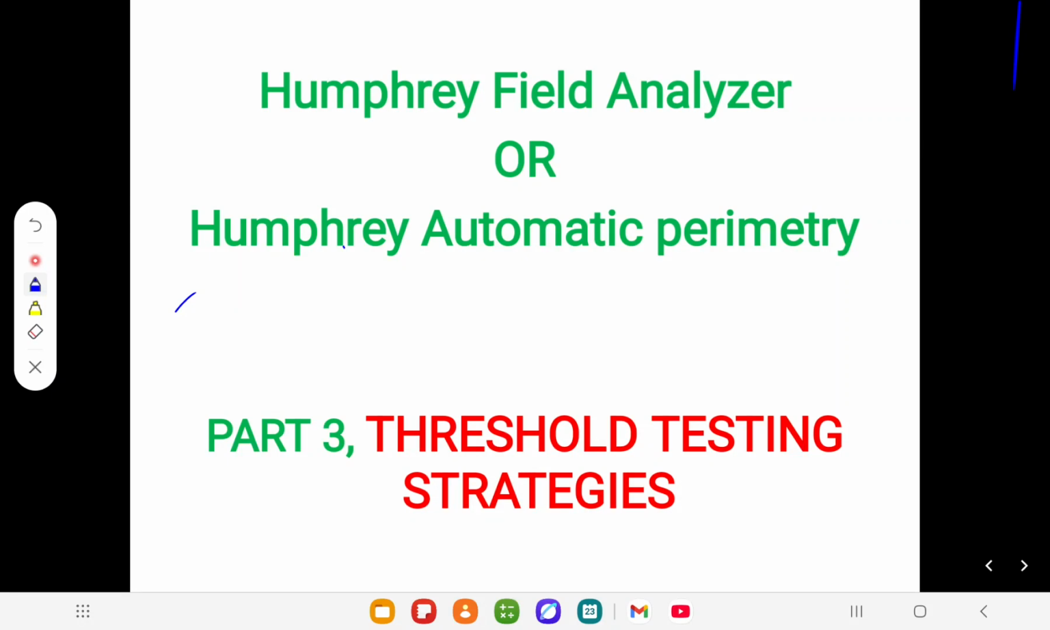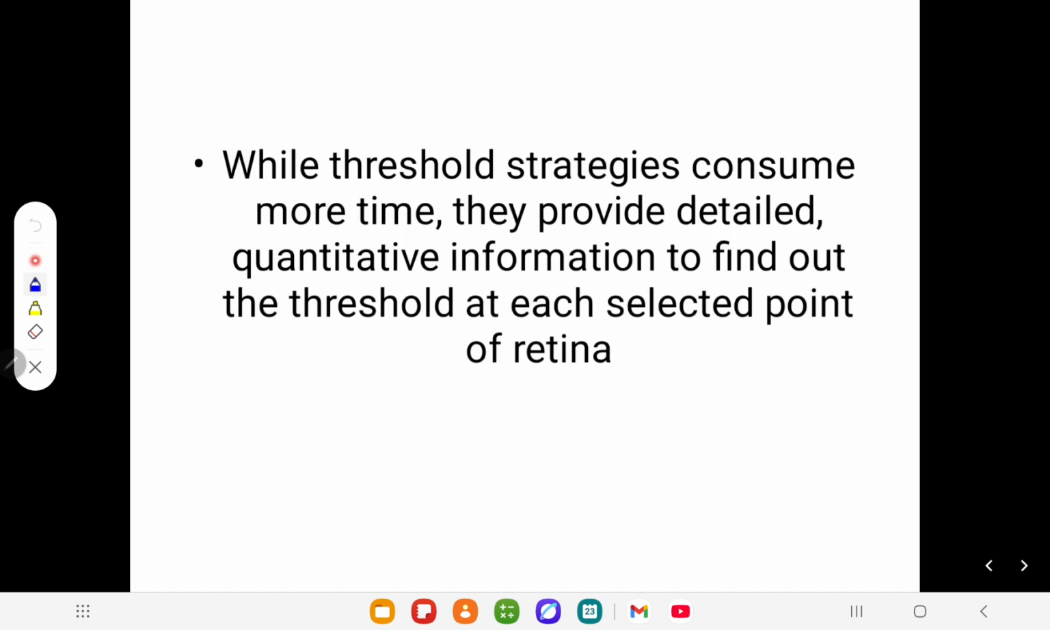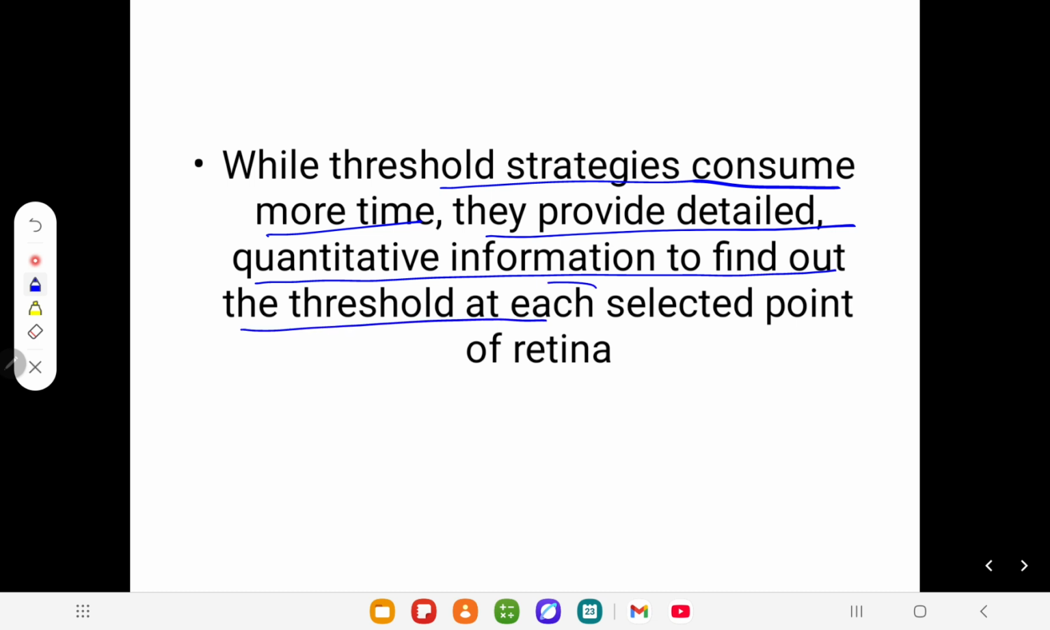Okay, we are starting part 3 of SBF or AVF, whatever, threshold testing strategies. So let's move forward. While the testing strategy consumes more time, why will we do it? We will take the appropriate threshold technique strategy because it provides detailed quantitative information to find out the threshold at each selected point of the retina, isn't it?